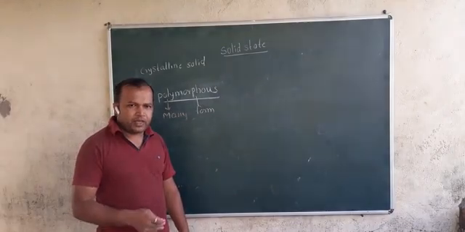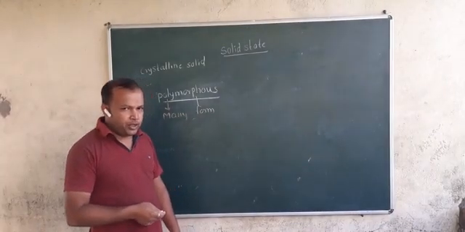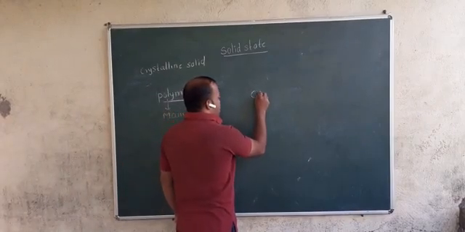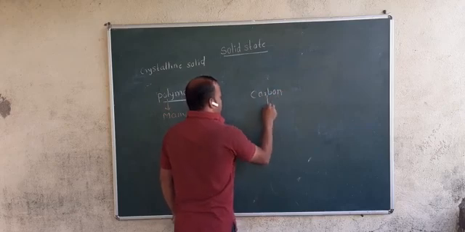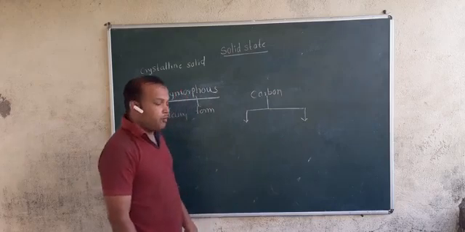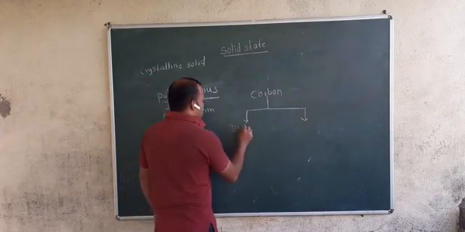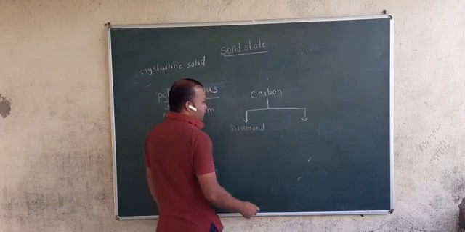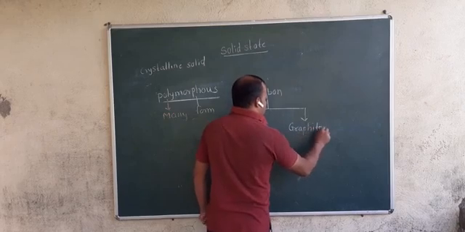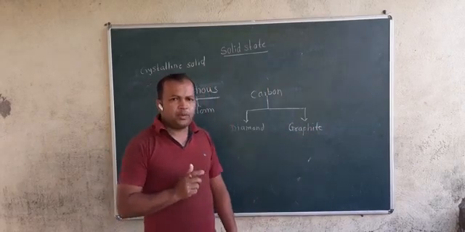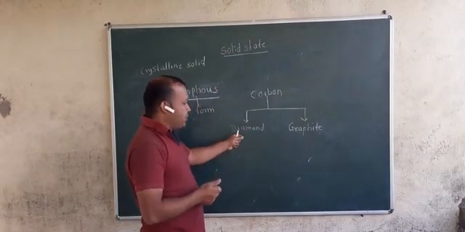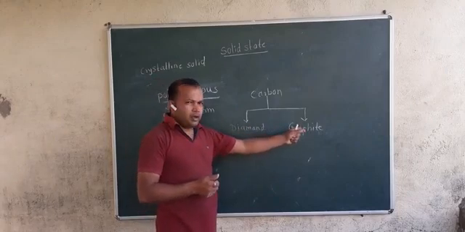What is a different set of conditions? It can be conditions of temperature and pressure. Suppose we take an example of carbon. Carbon has two crystalline forms. One is diamond and one is graphite. In chemistry we say this is allotropy. Carbon exists in crystalline form in two different forms, that is diamond and graphite.